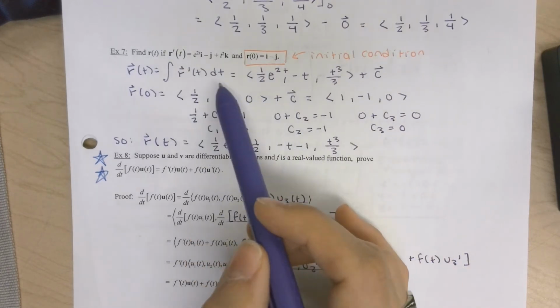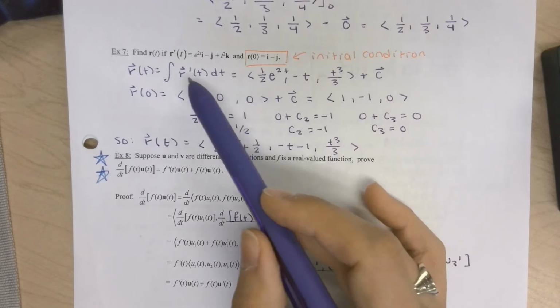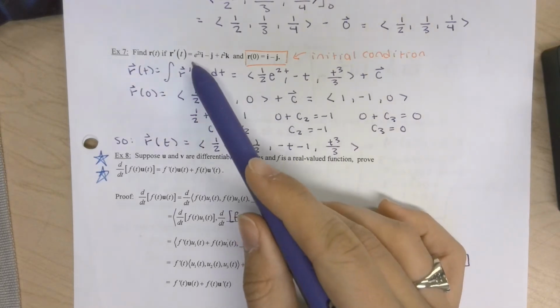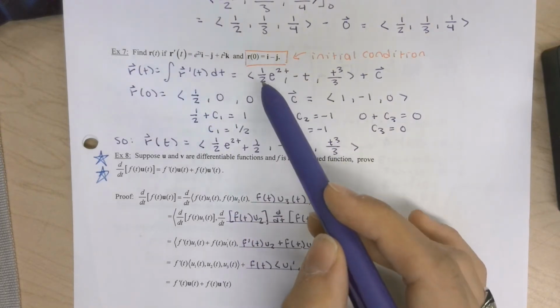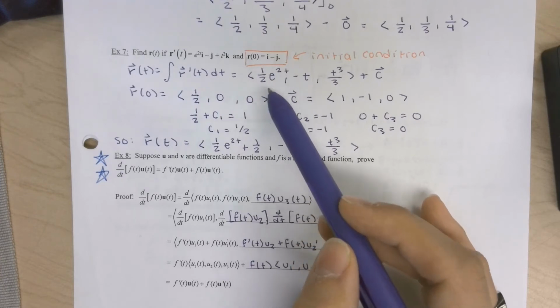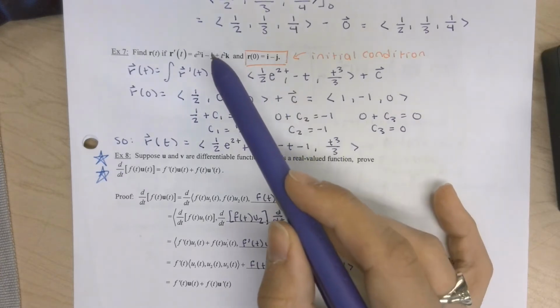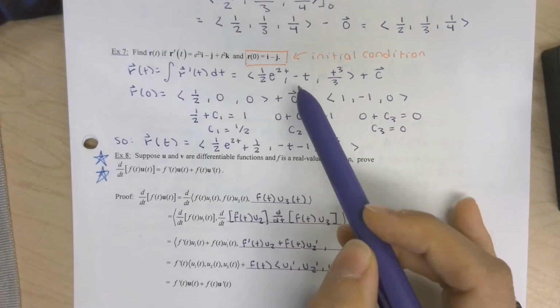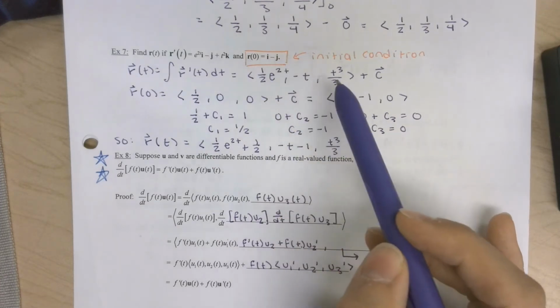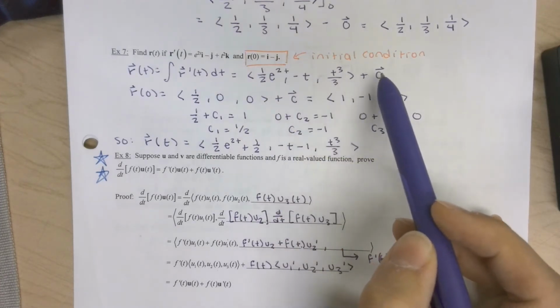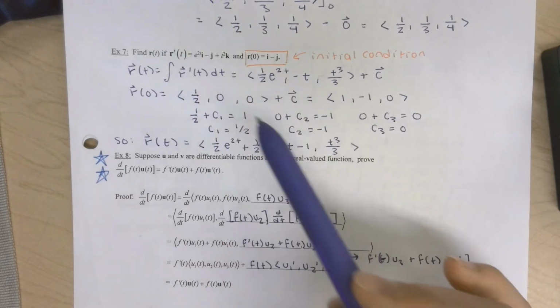But here I'm going to use an indefinite integral, and I'm going to integrate. The integral of e to the 2t, a little u sub here, so don't forget your constant on the outside, is 1/2 e to the 2t. The integral of -1 is negative t, and the integral of t squared is t cubed over 3, plus c, because it's an indefinite integral.